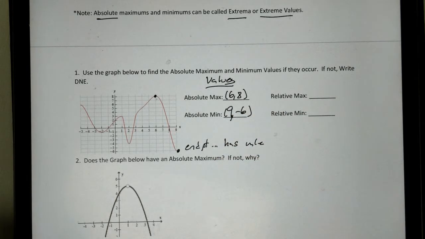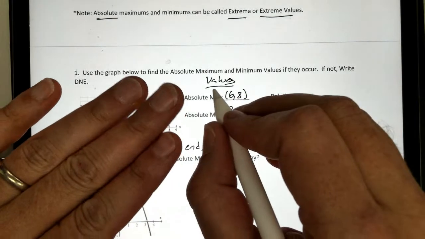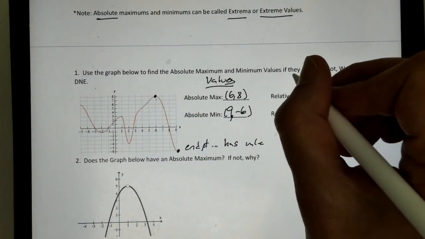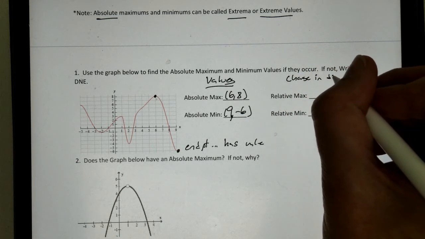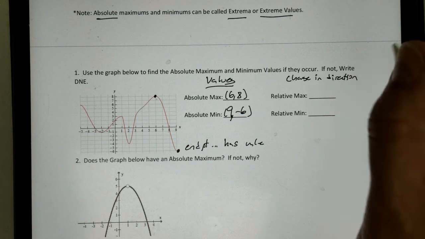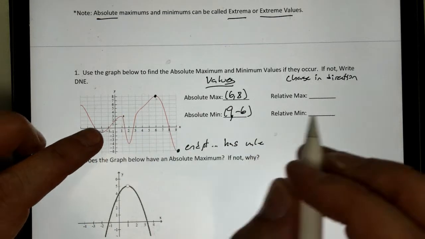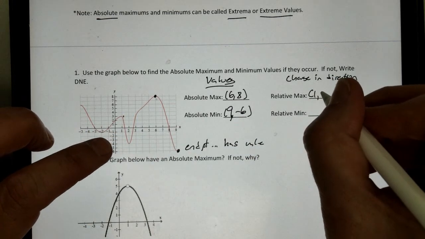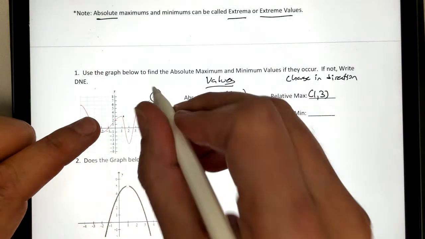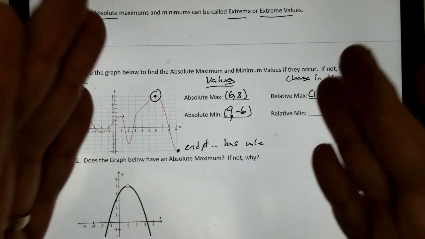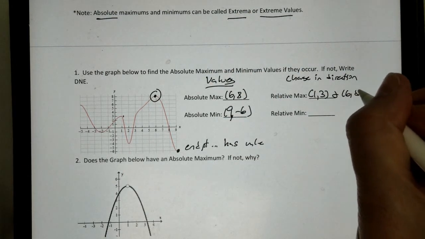When we're looking at the relatives, remember, the relatives are different. Here we're looking at values. Now let's look at the relatives. Here we're looking for just a change in direction. Again, we're going to be more specific about this later on. So my relative max, well, that looks like it could be here. It looks to be at the point 1, 3, but don't forget, this is also considered a relative max because I am changing direction. So I am also going to get the point 6, 8.